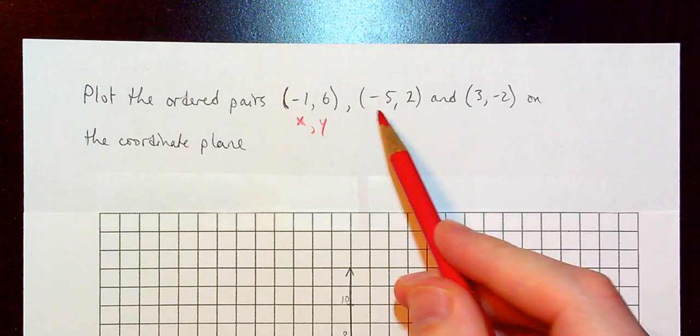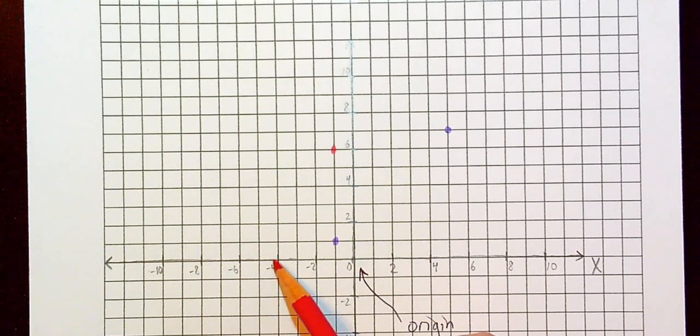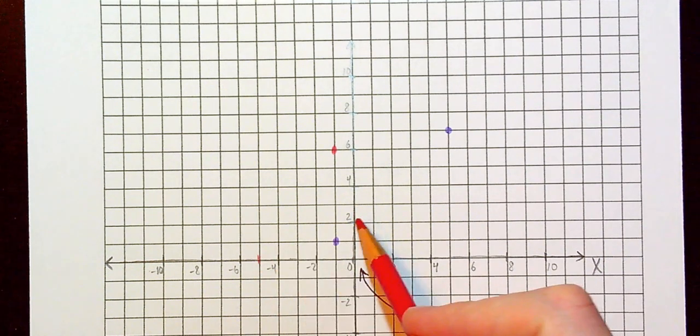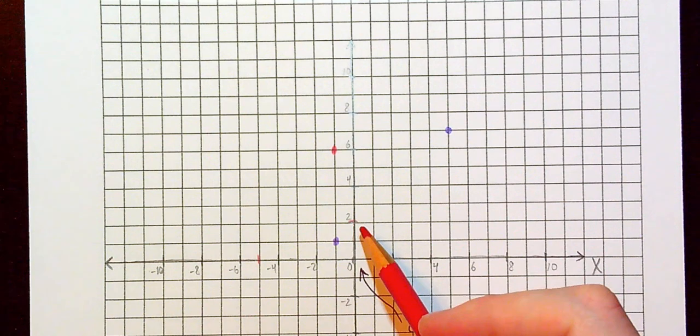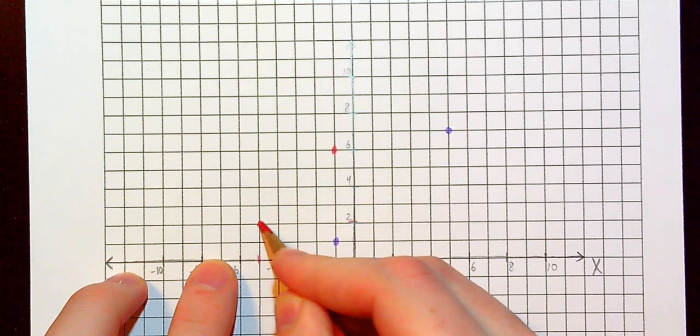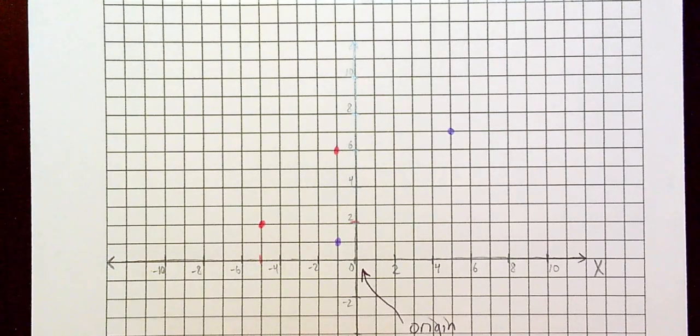Then we have -5, 2. So now we want x to be -5. So -4, -5 right here. Y is going to be +2. Right here, where those two lines would meet, is where we're going to draw our red dot.